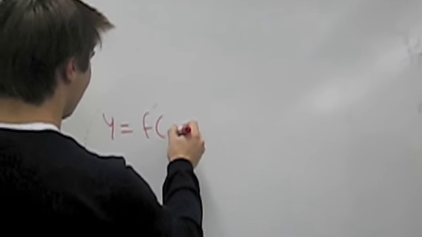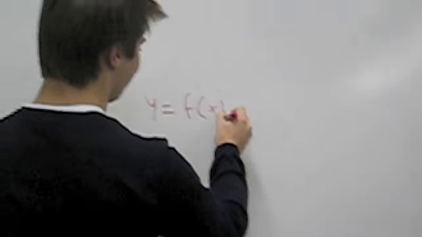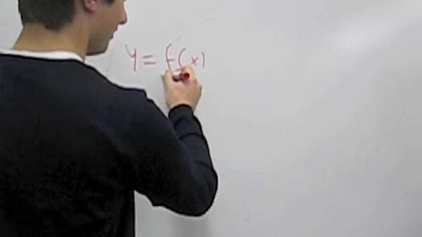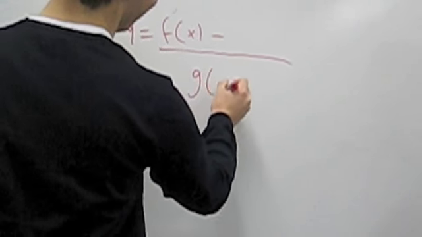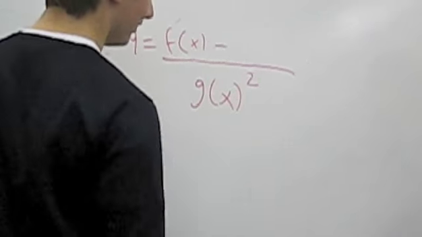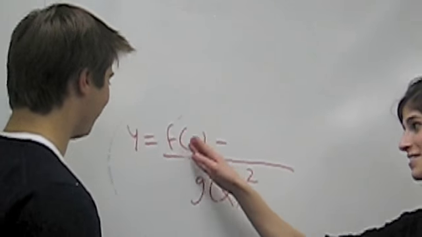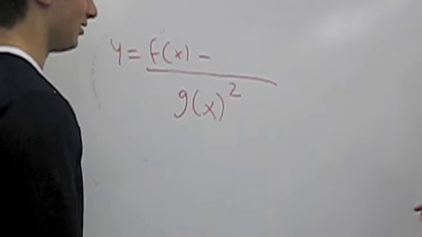F of x over g of x. I promised you it's over g of x, over g of x squared. And then y equals f of x over g of x. So then the derivative y prime equals.